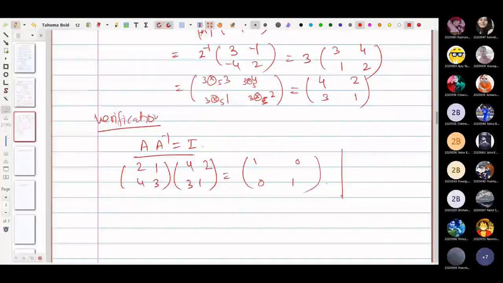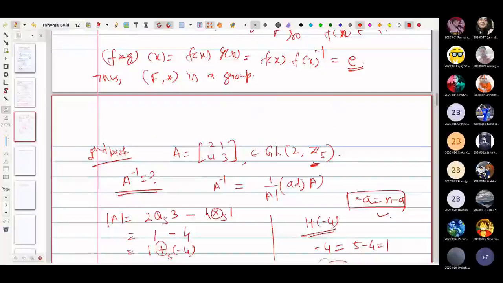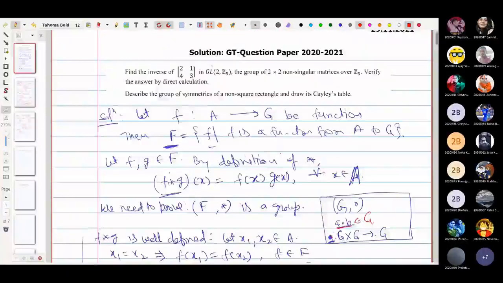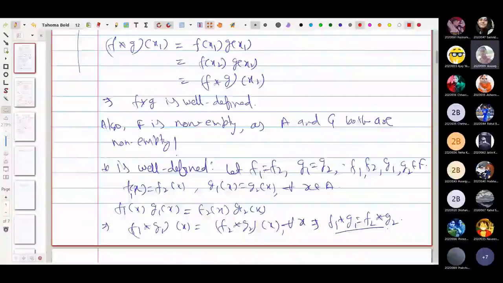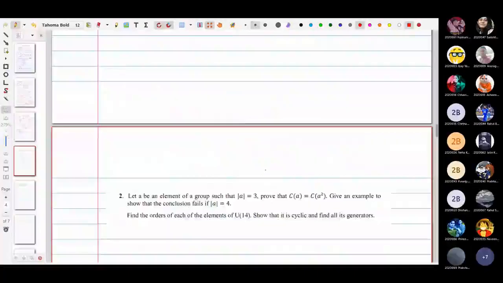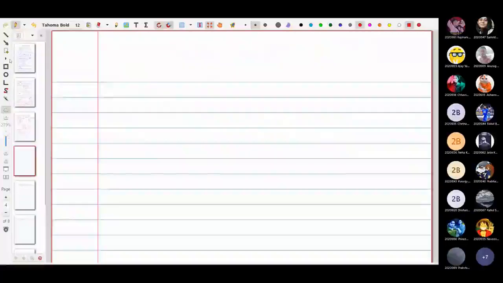Is there any other part? I think there is one more part of this question: describe a group of symmetries of a non-square rectangle and draw a Cayley table. So I think you know the answer to this question. I've explained it in class. Yes, D2. You know D2. So you can try it out like this.